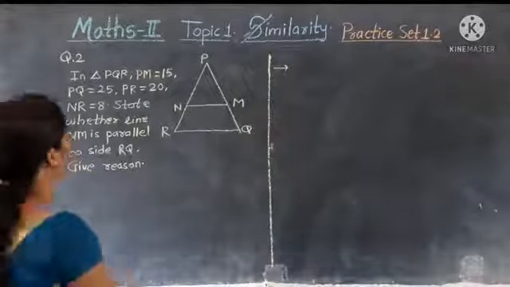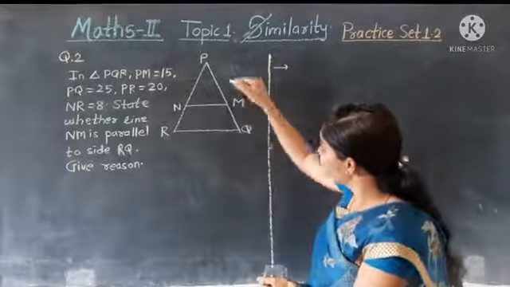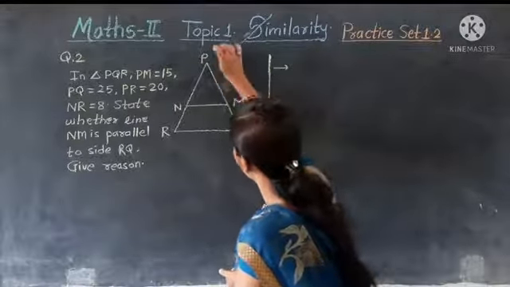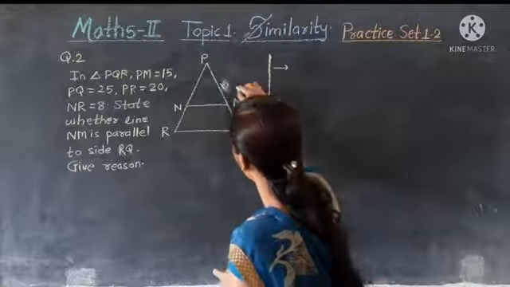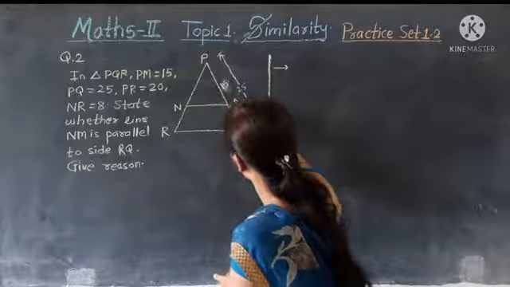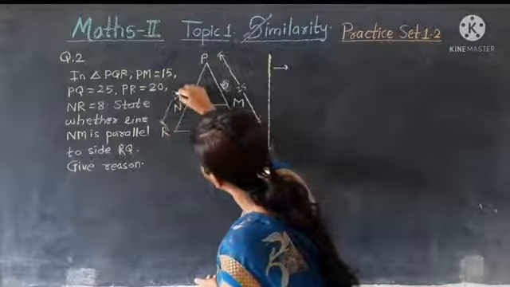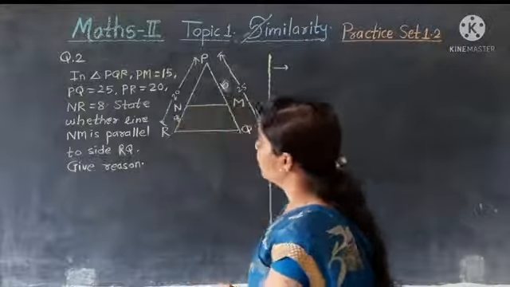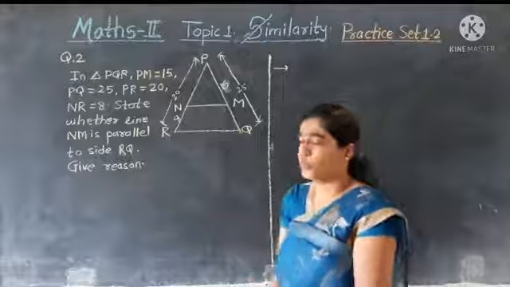See question number 2. In triangle PQR, PM is given 20. Sorry, PM is given 15. PQ, whole PQ is given 25. Then PR, whole PR is given 20 and NR is given 8. State whether line NM is parallel to RQ.